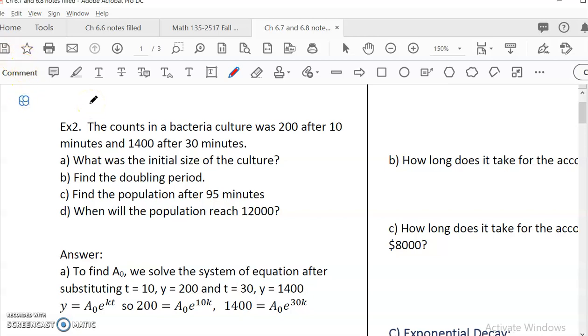Hello, college algebra student. This video is for chapter 6.7, exponential and log models. So we continue with exponential models where we're dealing with exponential growth.